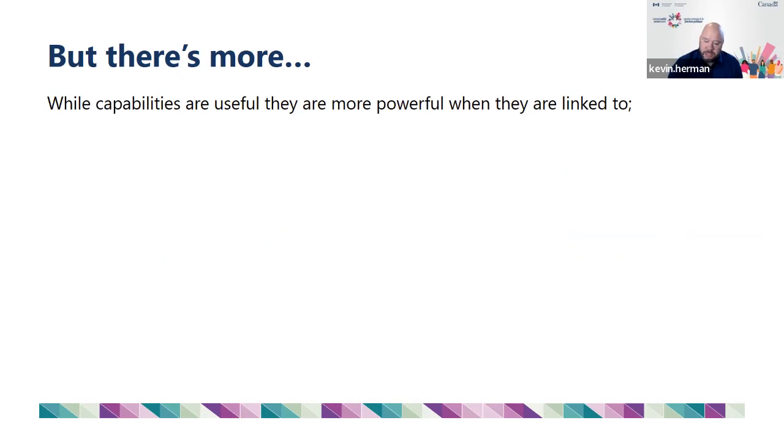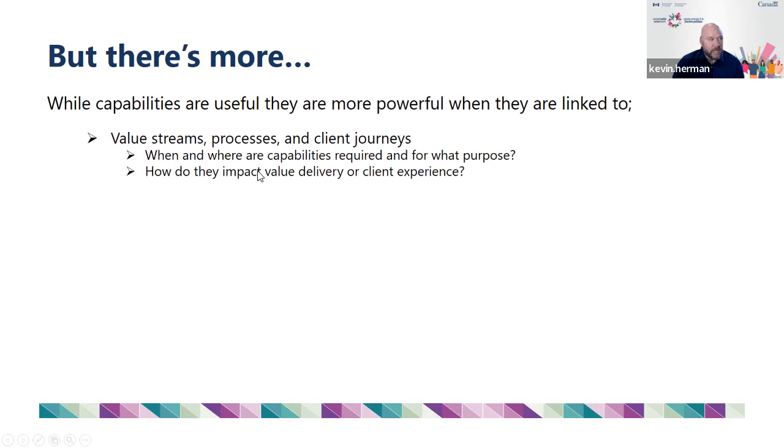And there's more. A lot of other perspectives can be built around capabilities as well that make it even more powerful than just looking at the capabilities themselves. So, linking those capabilities to value streams or processes or client journeys. Again, much more about the behavior aspects of the organization. What capabilities do we use and towards what purpose? Why do we use them? And what impact does that have on our value delivery or the client experience that we have? So that when we identify issues with client experience, doing journey mapping, et cetera, how do we actually bring that down to the actual capabilities that we need to build or address?